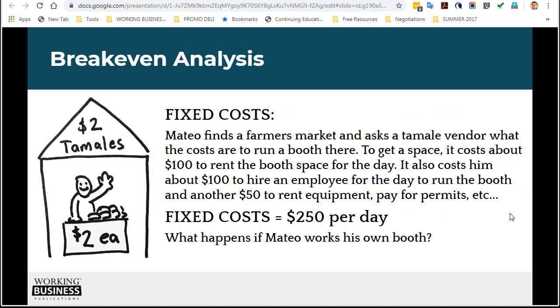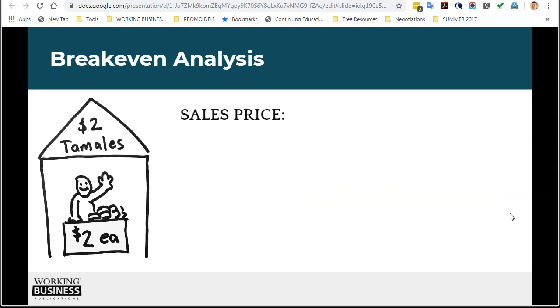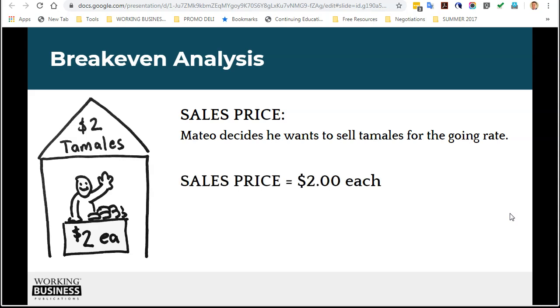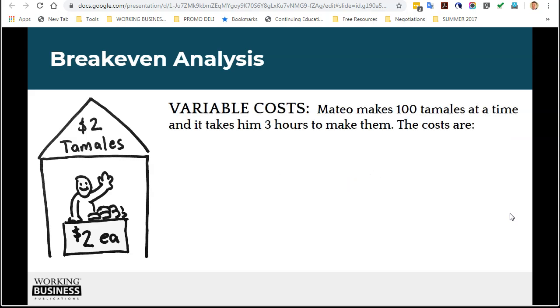So sometimes labor can be put into the managerial or fixed cost. You have to ask yourself, does that work produce the actual unit that you sell? And if it doesn't, it would probably go into the fixed cost. Let's look at the sales price. So Mateo just says he wants to sell it and compete with all the other tamales. He decides that his tamale is very similar in quality, so he's going to sell it for about the same price, $2 each. What are the variable costs?